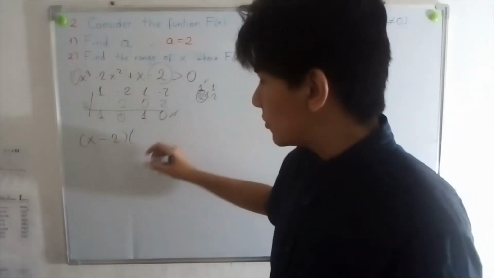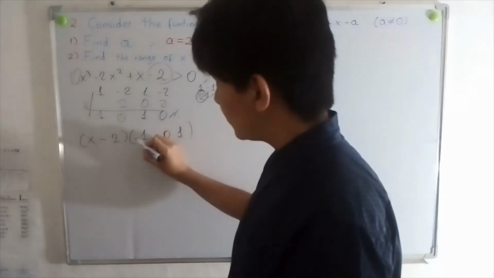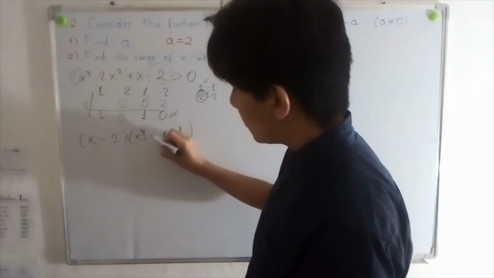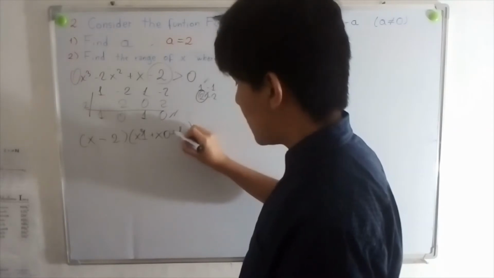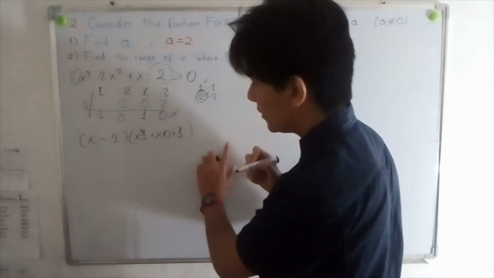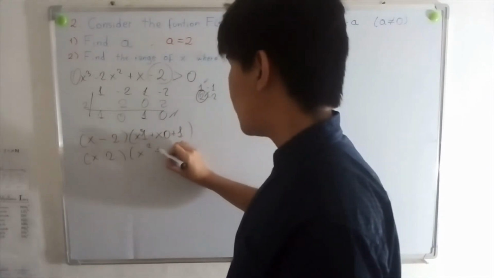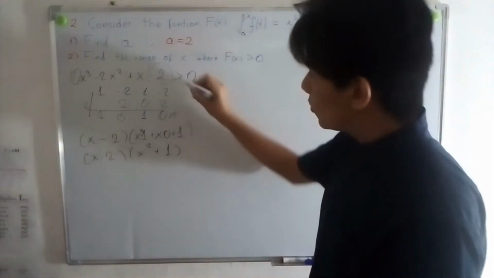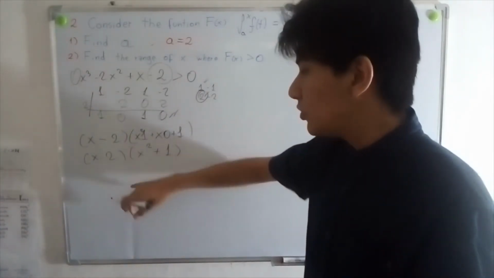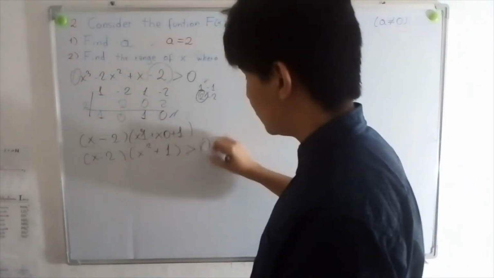And 1 0 1, 1 0 1, and that is 1 times x squared, 0 plus x, and the constant is 1, and x times 0 is 0. And that is the same as x squared plus 1 greater than 0, because these two polynomials multiplying is the same as this big polynomial here, greater than 0.